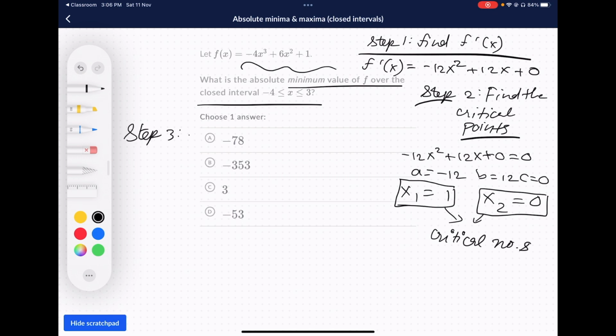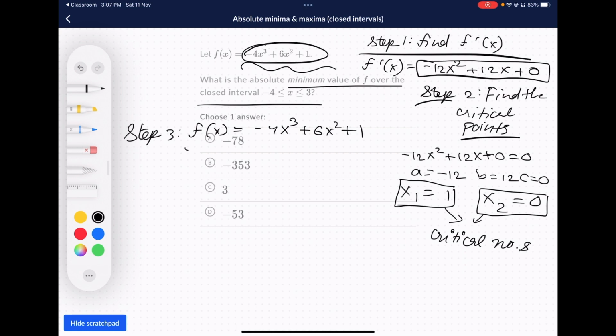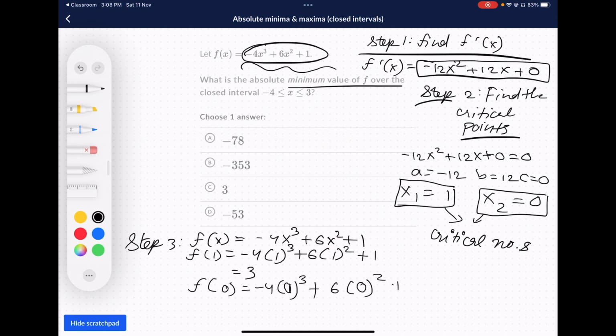Now for step 3, you have to use the original equation, which again is this one, negative 4x cubed plus 6x squared plus 1. You have to input these x values and also the interval ones. f of 1 is equal to negative 4 times 1 raised to the power of 3 plus 6 times 1 raised to the power of 2 plus 1. Use a calculator to find the final answer for this equation, and the answer will be 3. So these two cancel out and you just have 1.